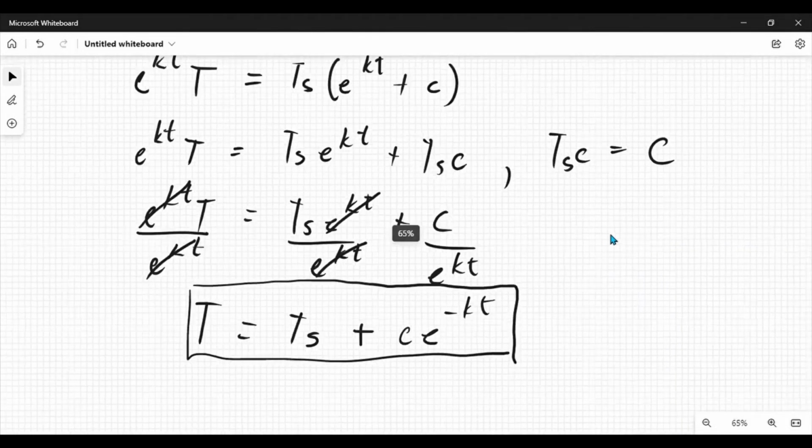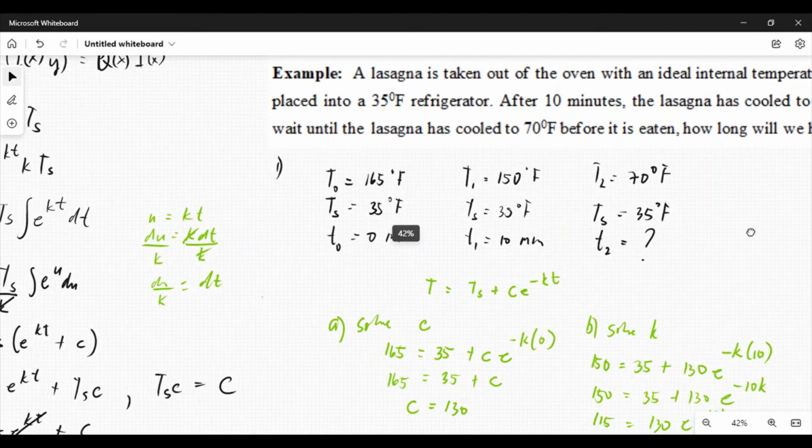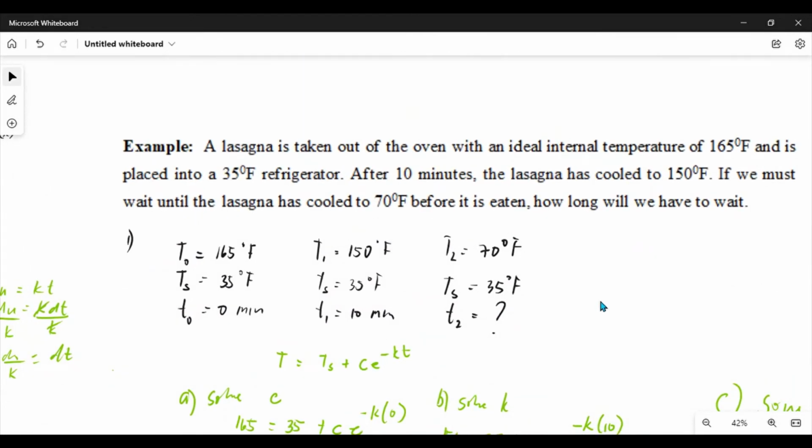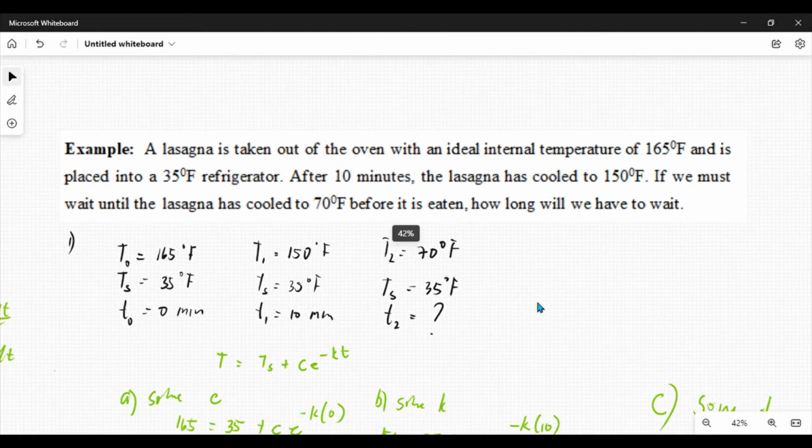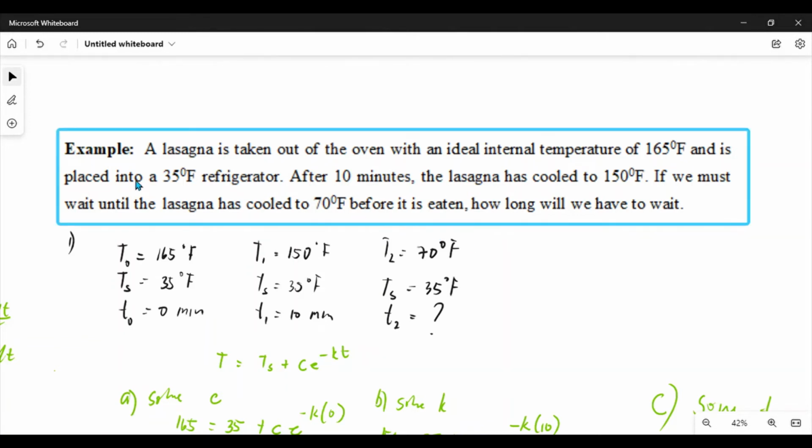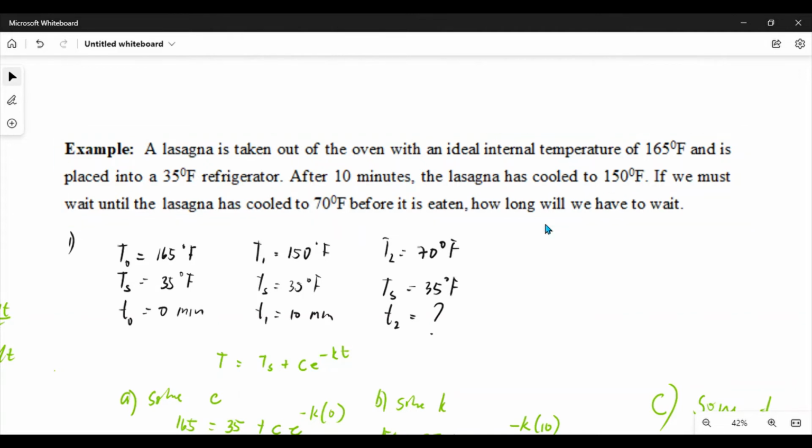Now we look at the application. For example, a lasagna is taken out of the oven with an ideal internal temperature of 165 degrees Fahrenheit, and is placed into a 35-degree Fahrenheit refrigerator. After 10 minutes, the lasagna has cooled down to 150 degrees. If we must wait until the lasagna has cooled to 70 degrees Fahrenheit before it is eaten, how long will we have to wait?